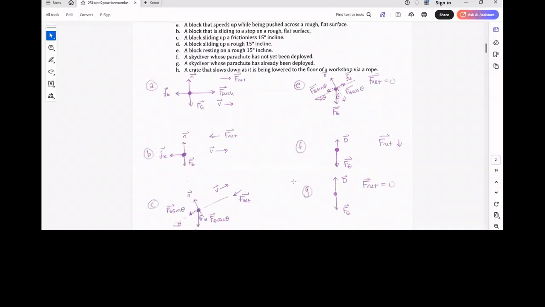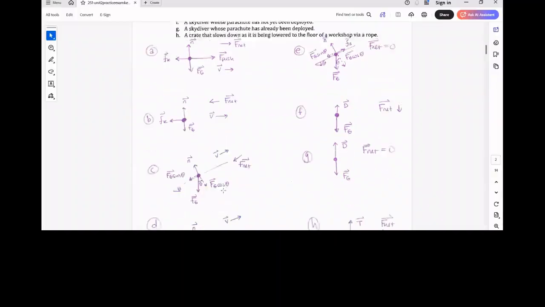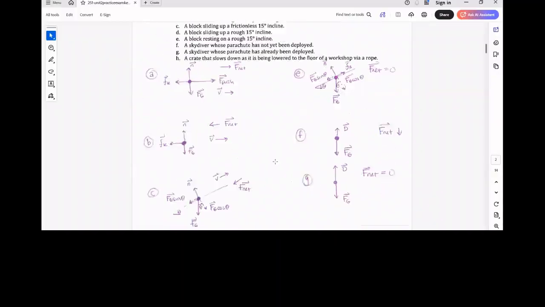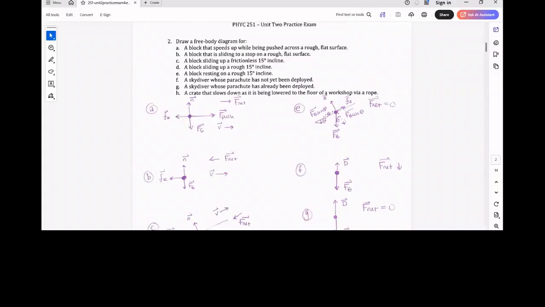E, a block is resting on a rough 15-degree incline. So the key word here is resting. We know that the block is not moving, so the type of friction that's acting on the block is static and not kinetic friction. That means that there's zero velocity, and instead of the kinetic friction force pointing downhill, which is what we saw for our previous example, because this is static friction, it's got to point uphill so that it can cancel out Fg sine theta. That's the only way that the net force would remain zero for this block and that the block would remain static.